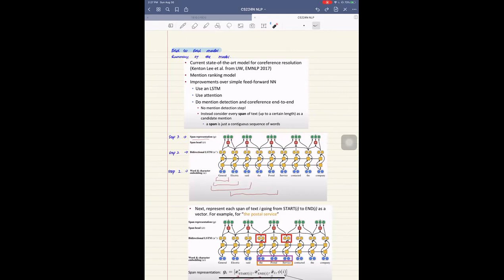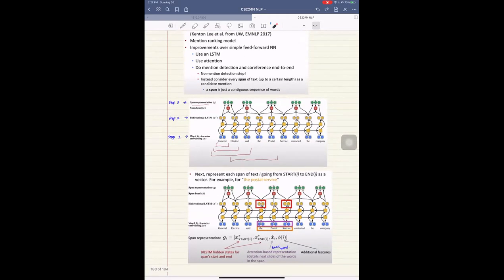So now the question is, how do we actually encode a span? What kind of procedures do we have to go through to encode a span? Let's take this example, the postal service. The encoding of the span is going to take several different features. The first feature, the first static feature, is the starting word and the ending word of the span. The starting word for this one is "the," and the ending word is "service." Those 2 features are the first set of features we use for the span representation.